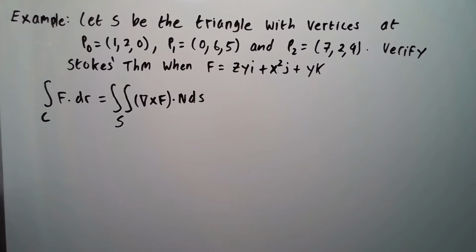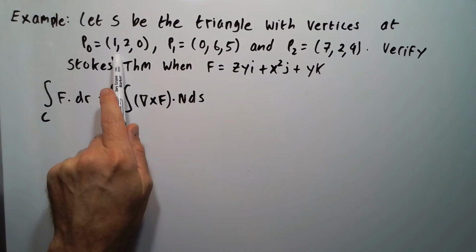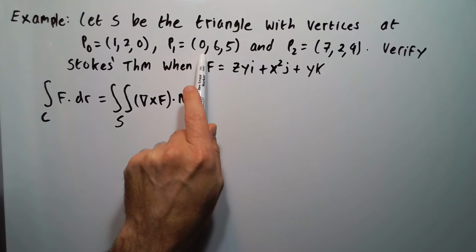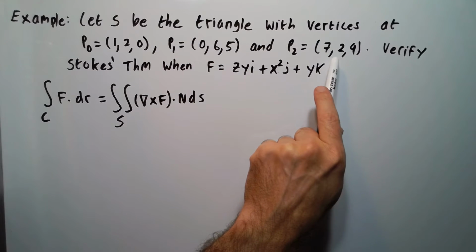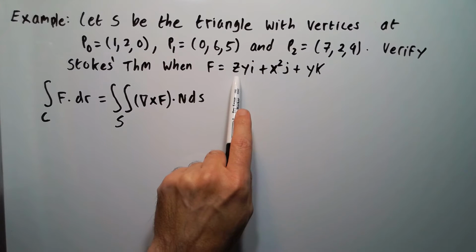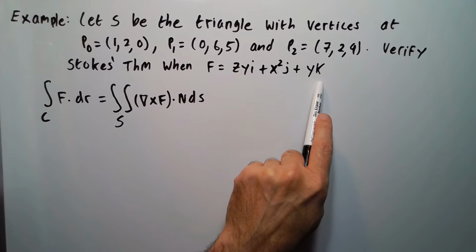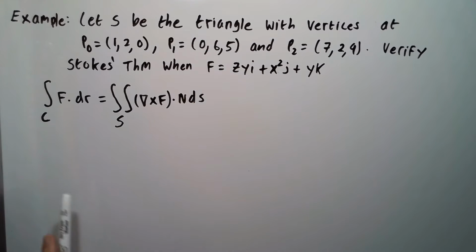Okay, so let's look at an example. Let S be the triangle with vertices at P0, which is (1, 2, 0), P1, which is (0, 6, 5), and P2, which is (7, 2, 9). Verify Stokes' theorem when F is xy in the i direction, x squared in the j direction, y in the k direction. So here is Stokes' theorem.